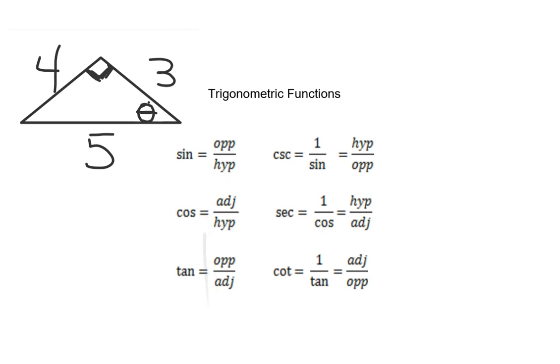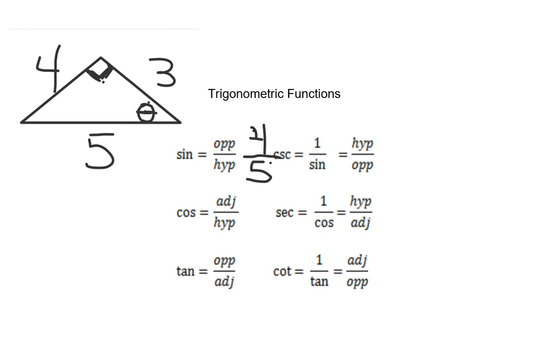If I want to find the sine of theta, I would just use what is written here, which would be my opposite over my hypotenuse. So my opposite is going to be my side that's opposite, which is my 4. And my hypotenuse is always my longest side, which will be my 5.